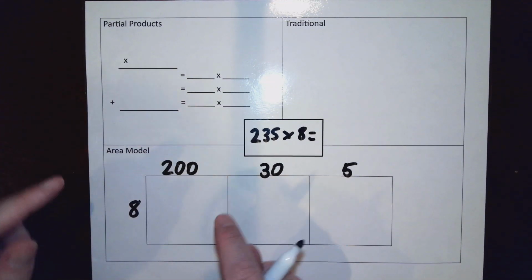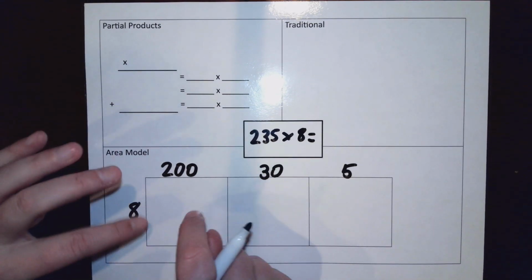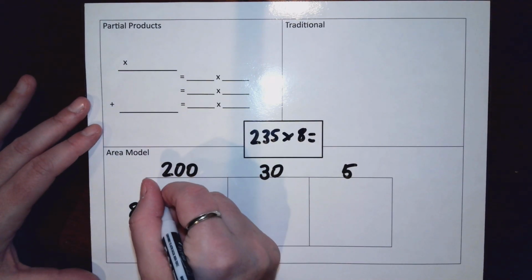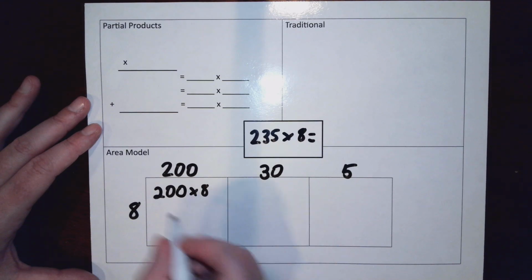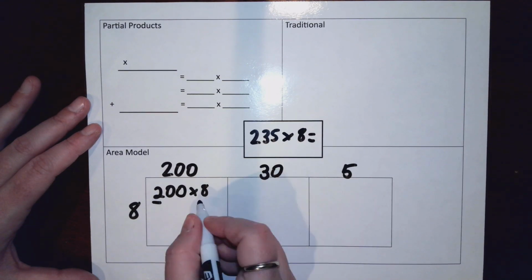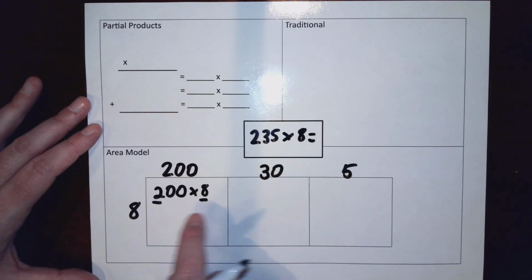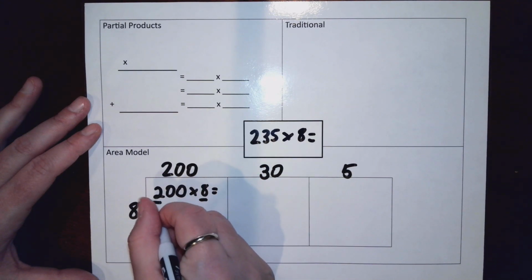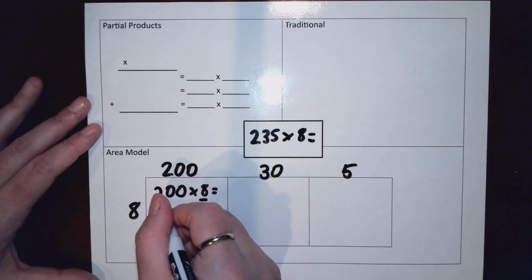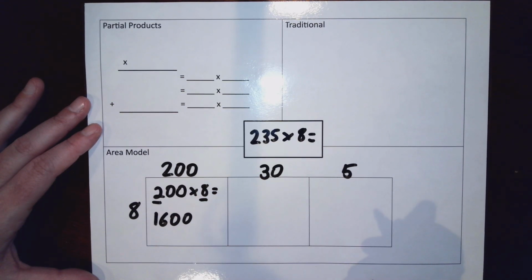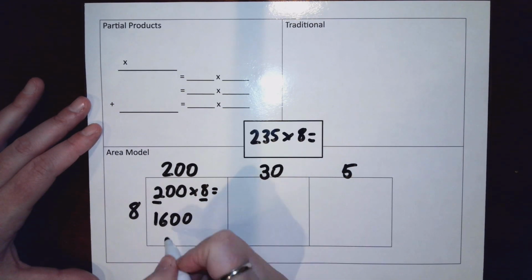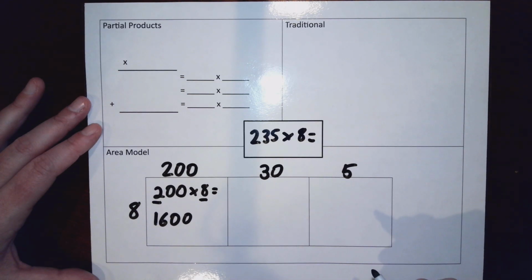Okay, so in my first box, I'm focusing on 200 times 8. I'm going to look at these facts right here. So I have 200s 8 times. So 2 times 8 gives me 16, so 200s. But because I'm talking about hundreds, I have to add those 2 zeros in there. Okay? So 200 times 8 is 1600.